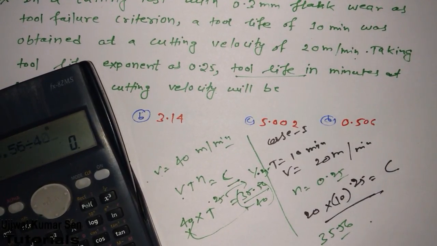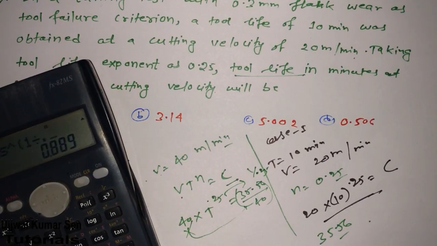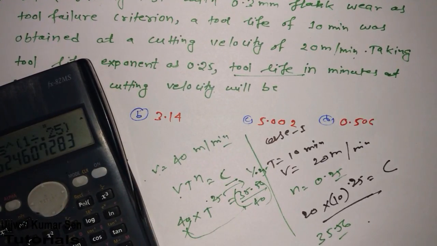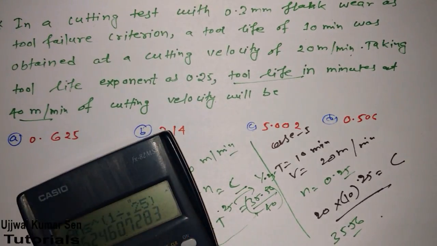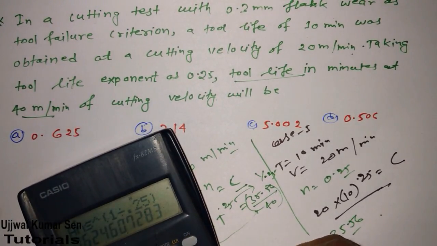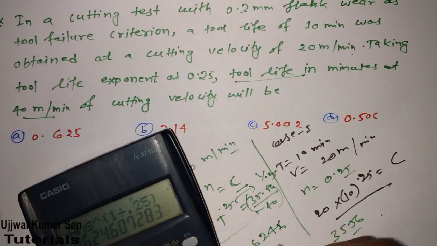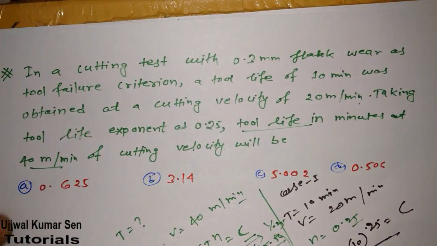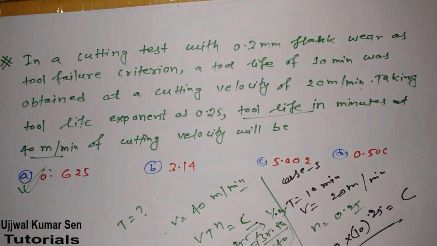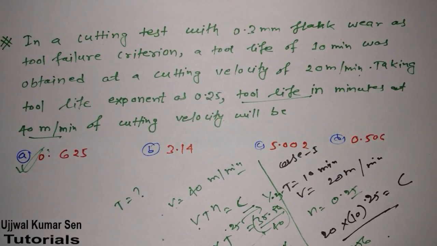35.56 divided by 40, so what is 1 divided by 0.25, what is the answer, 0.62, 0.6246. Which one is the answer here? A is the right answer for this question. I hope you understand this, right?